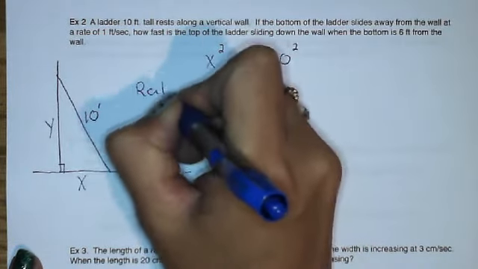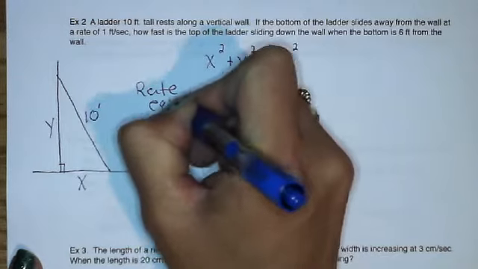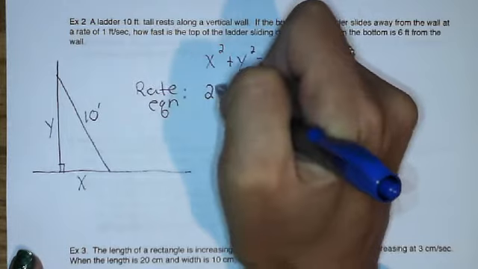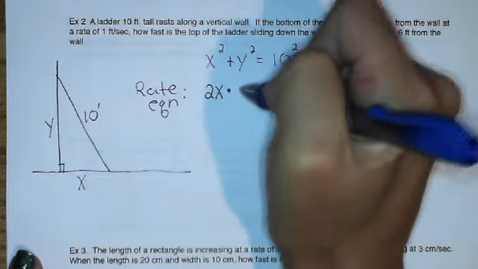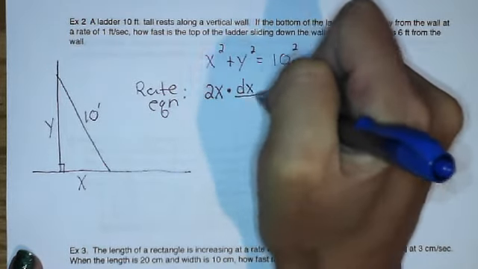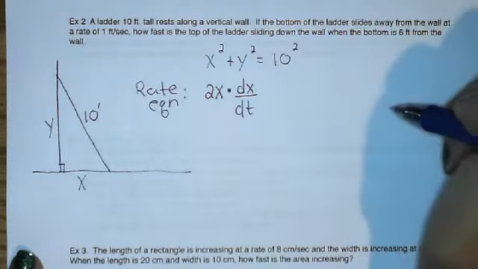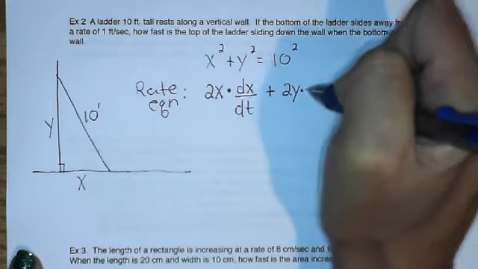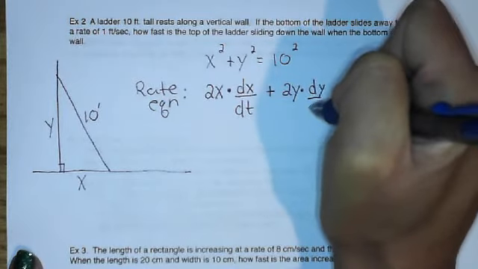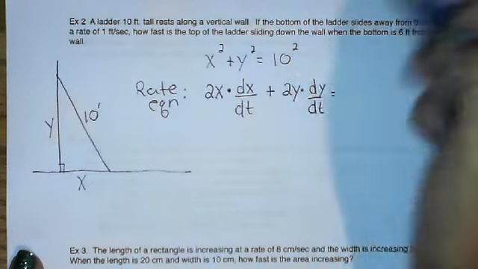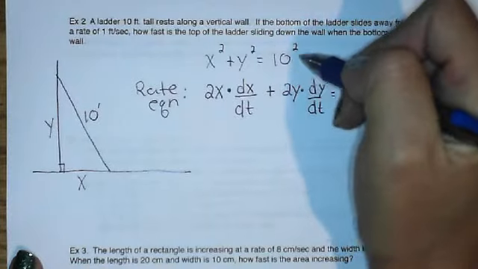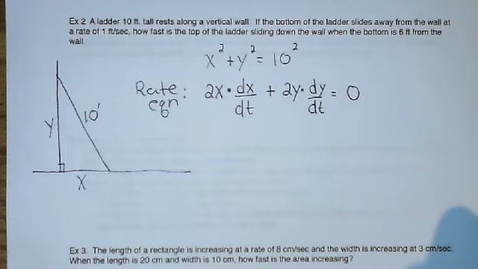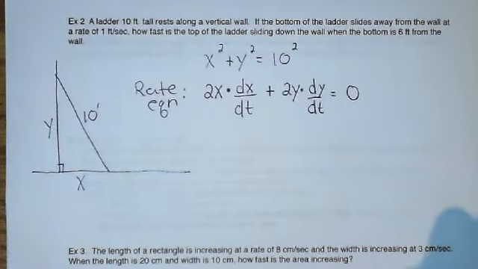Okay, so after you've got your picture and your equation, now you do the rate equation with respect to time. And that's just do the derivative and multiply everything. Maybe I should call that the rate equation. So we'll do derivative here. It's 2x times the derivative with respect to time, dx dt, plus, now this derivative is 2y times dy dt, and the derivative of 100 is 0.